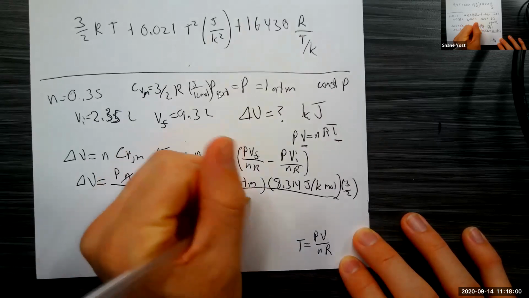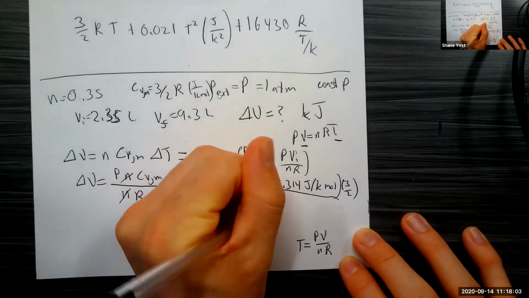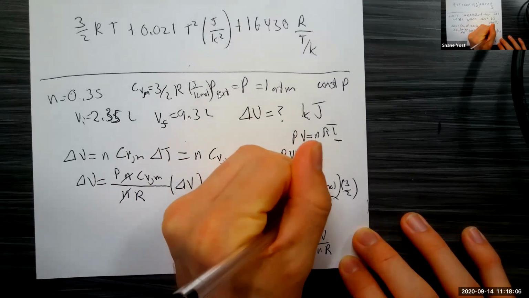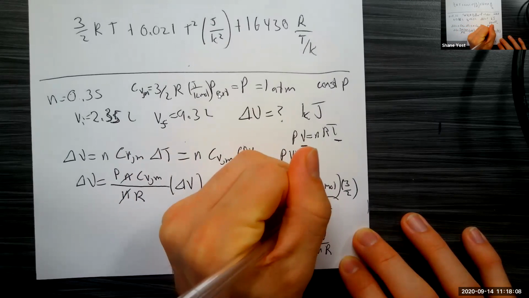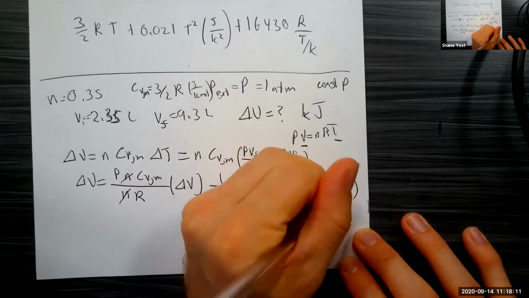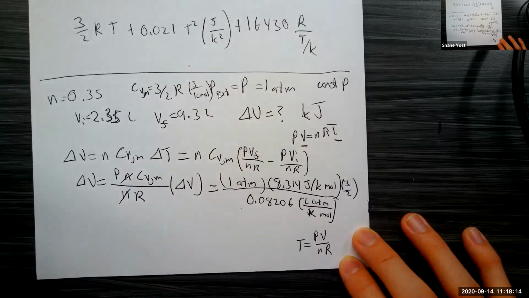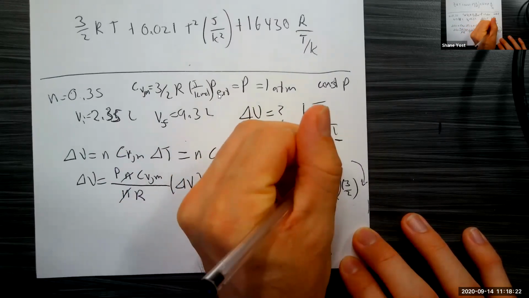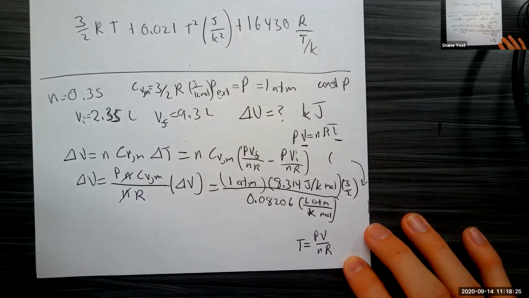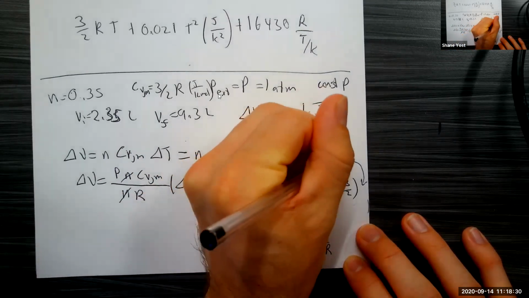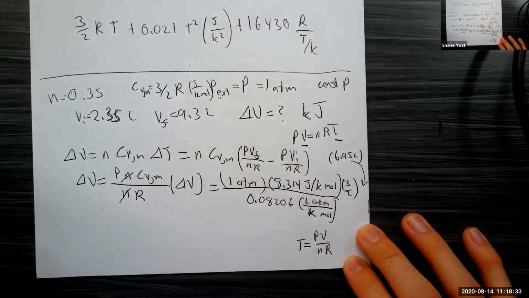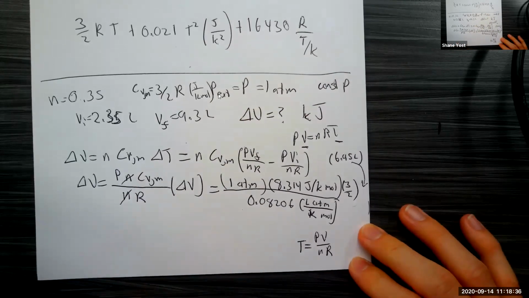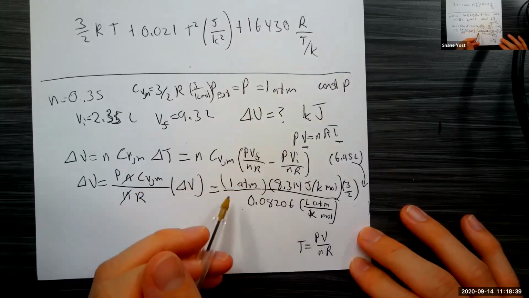And then if the R I use in the bottom is 0.08206 liters atmospheres per Kelvin mole. I should then also multiply this top by the change in volume, which is 6.95 liters. I apologize for not giving myself enough room to write this out all the way.